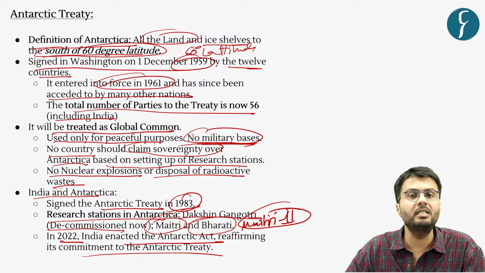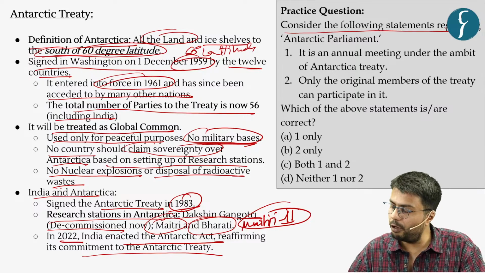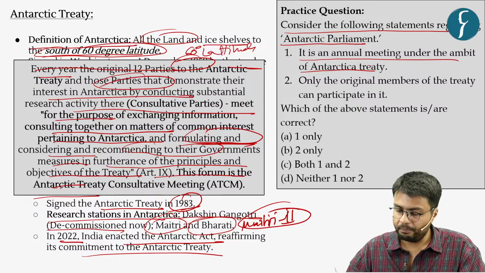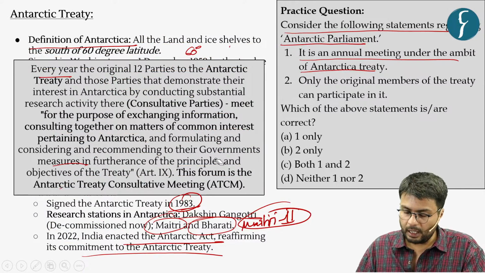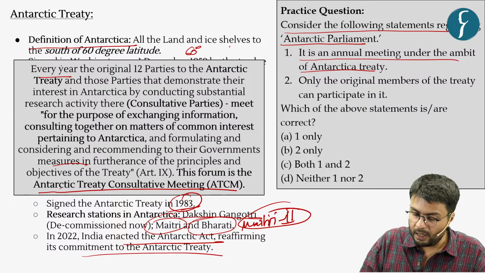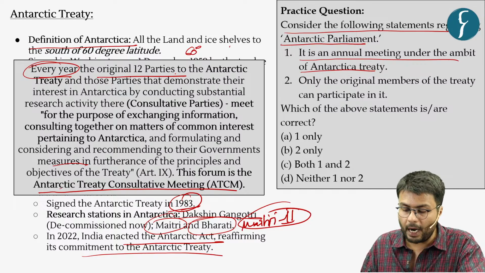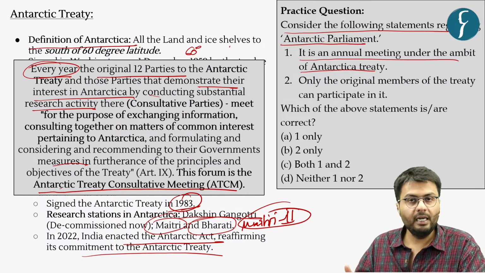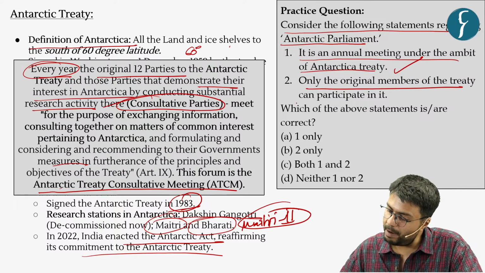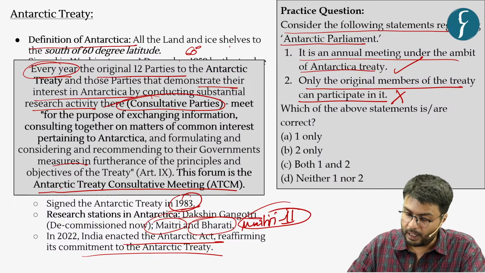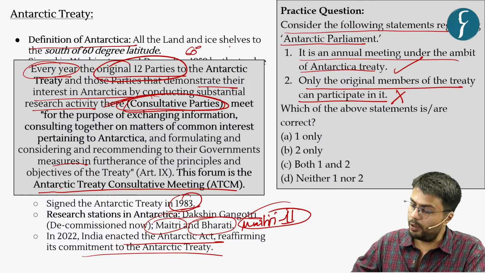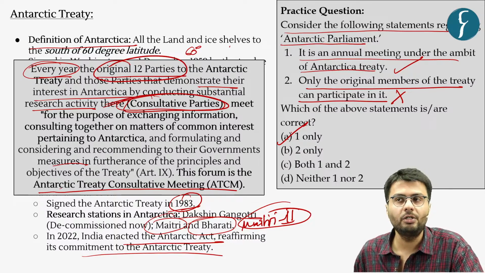So, based on this information, let us now solve the practice question, which says: consider the following statements regarding the Antarctic Parliament. Now, it is an annual meeting under the ambit of the Antarctic Treaty, which you can see from this particular screenshot, that it is an annual meeting which is known as the Antarctic Treaty Consultative Meeting, and it happens every year, and it is attended by the original 12 parties in addition to parties who have significant interest in the Antarctic continent, and they are known as consultative parties. So let us discuss the second statement. It says only the original members of the treaty can participate in it, which we know is incorrect because the original 12 parties attend this meeting in addition to consultative parties also. So as only the first statement is correct, hence option A is the right answer to this practice question.